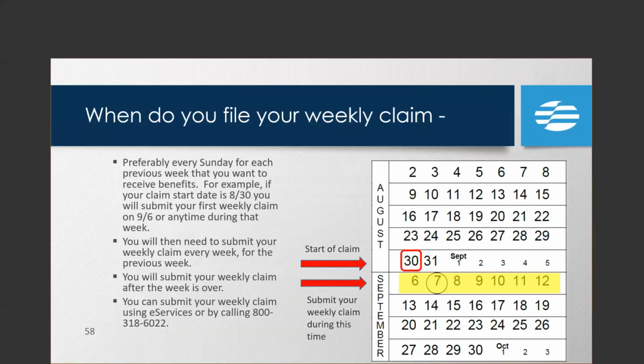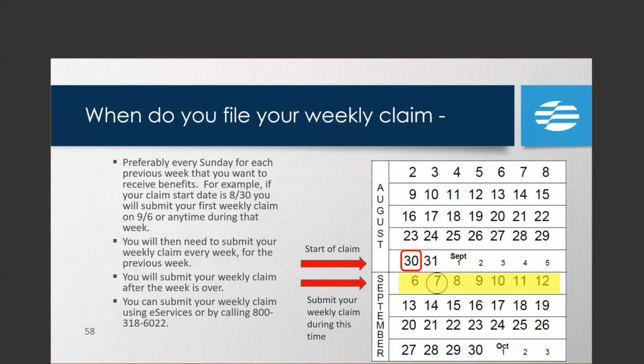So when do you file your weekly claim? You need to file your weekly claim every week that you wish to receive benefits, and you file after the week is over. We prefer that you file on every Sunday, but you actually have Sunday through Saturday after the week is over to file. The example on the screen is if your claim started on August 30th, that Sunday, the weekly claim for that week needs to be submitted anytime between September 6th and the 12th. And you'll need to submit a weekly claim every week that you wish to receive benefits after the week is over.